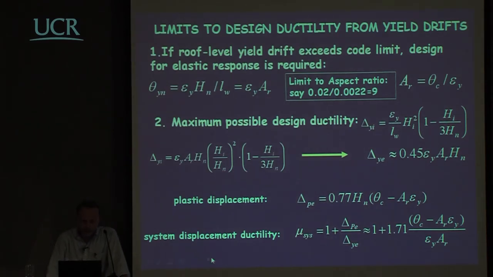You can obtain the system displacement ductility. Well, this is a rigorous usual formula, which is 1 plus the plastic displacement divided by the yield displacement, and this can be approximated by something of this sort, where there has simply been a substitution of this displacement in here and of this displacement in here, so the approximation is in this 0.45 that you have here.